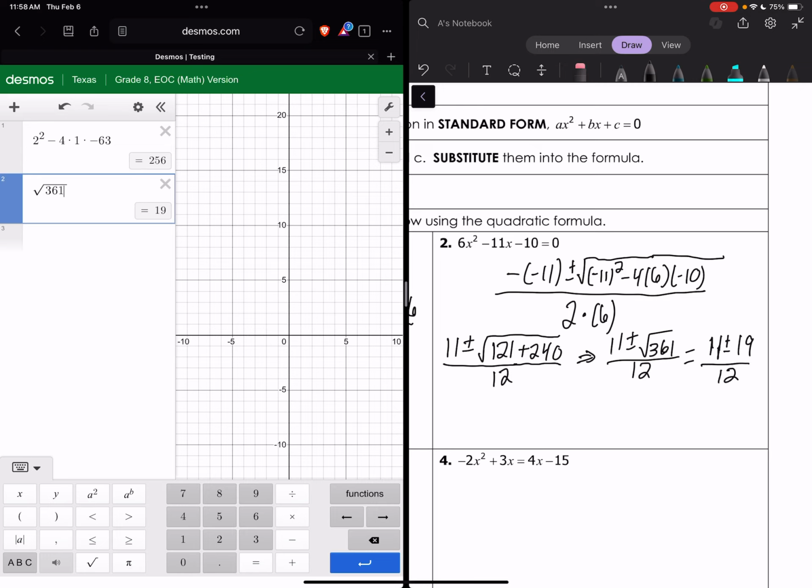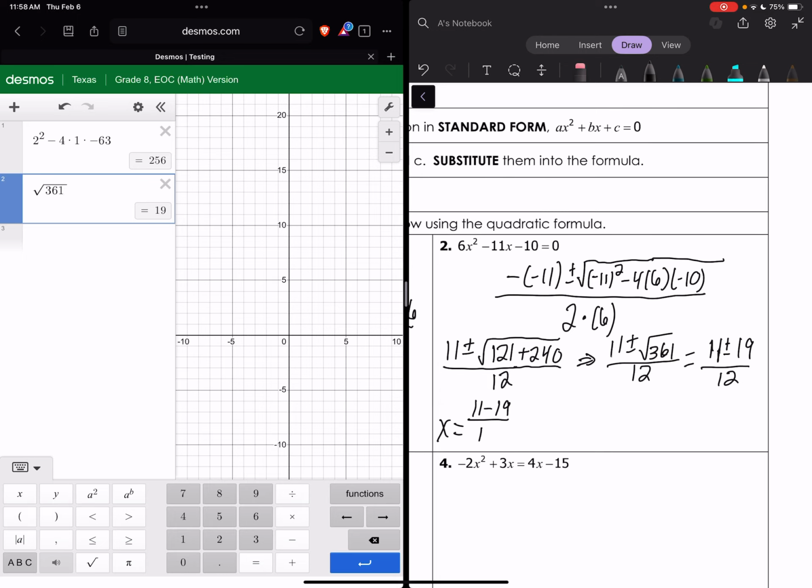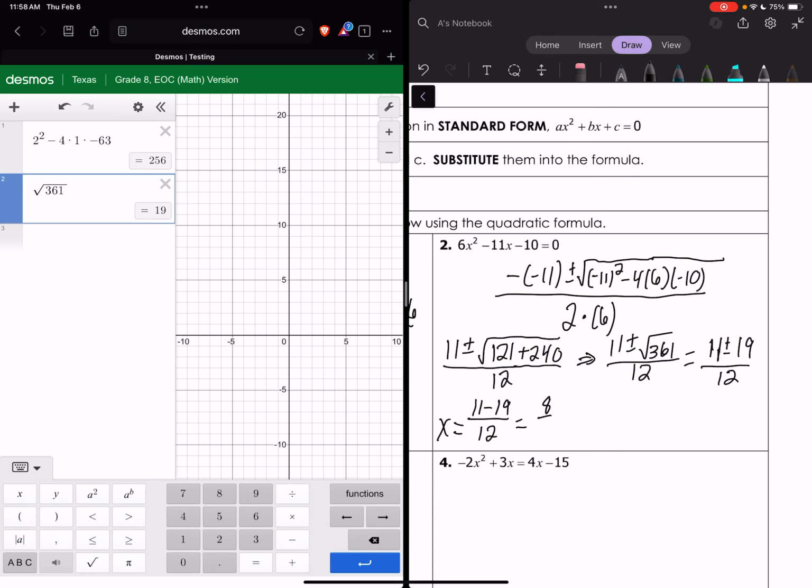And now I have my two cases. X is equal to 11. I'm going to put the minus first this time, again, for no other reason than because I can, which is equal to 8 over 12, which is equal to negative 2/3.